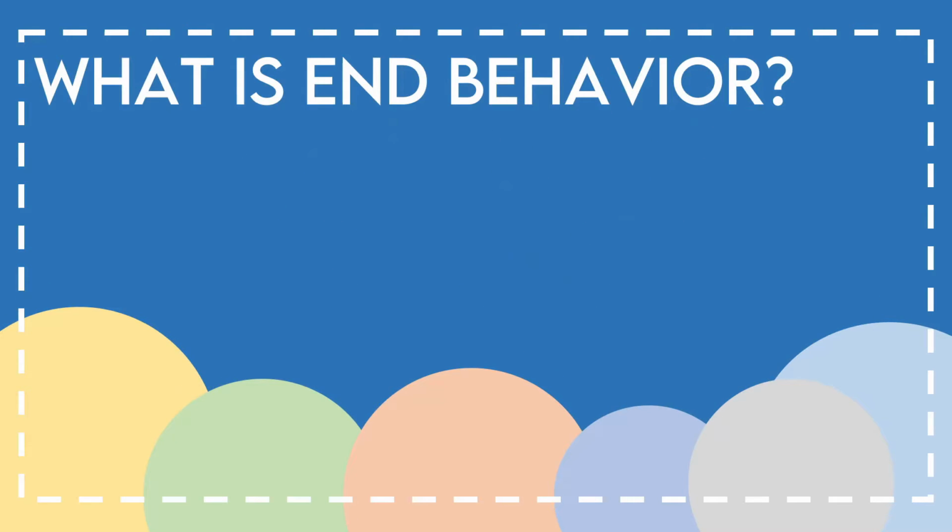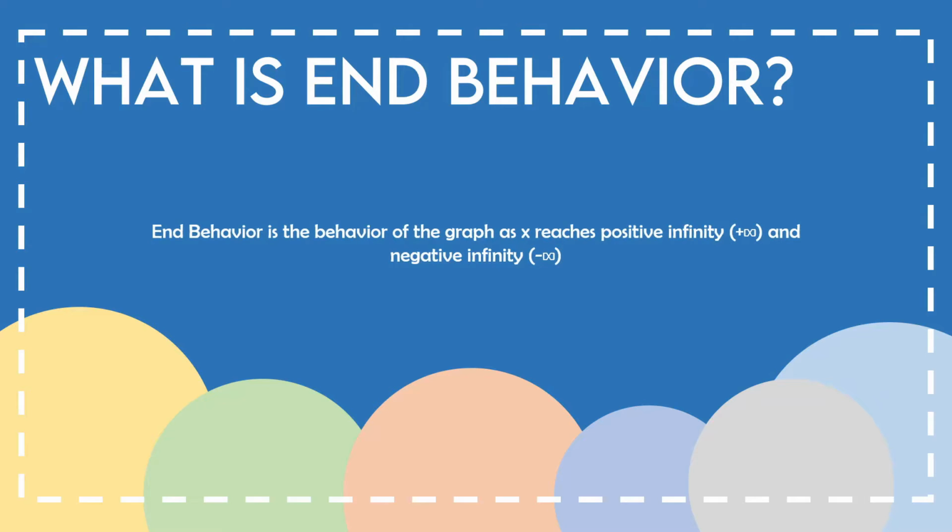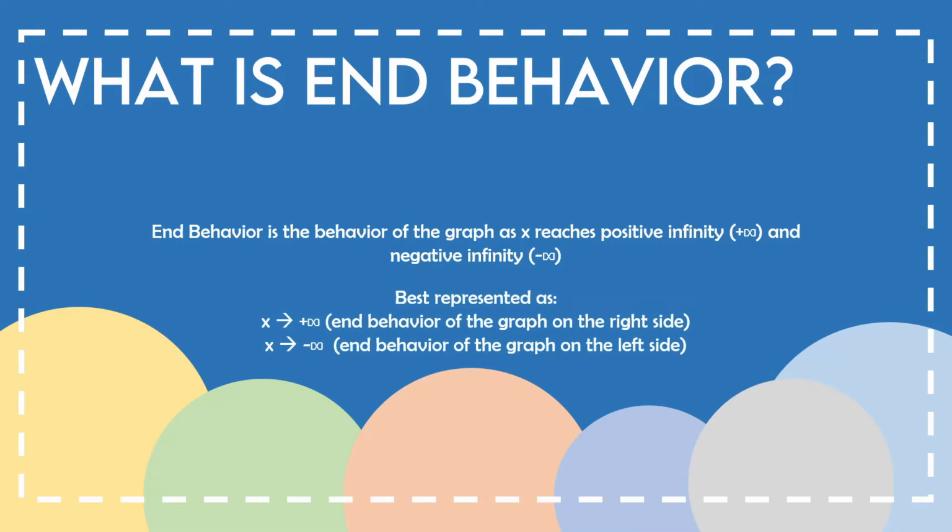So let us first define what is end behavior. Well, end behavior is the behavior of the graph as x reaches positive infinity and negative infinity. This is best represented as x reaches positive infinity to serve as the end behavior of the graph on the right side, and x reaches negative infinity to serve as the end behavior of the graph on the left side. Always do remember that the x-axis is the horizontal line on the graph and not the vertical line.